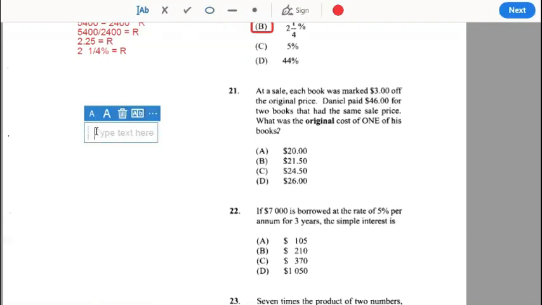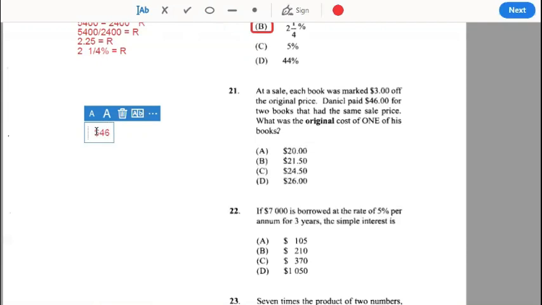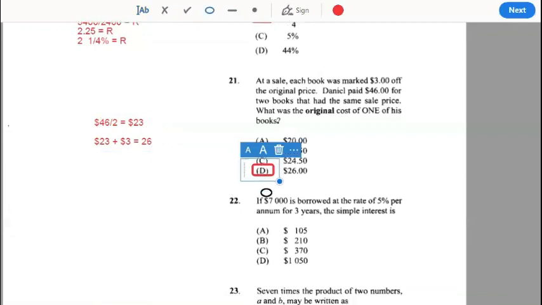If he paid $46 for 2 books, what's the cost for one book? It would be $46 divided by 2 to get $23. And remember that each book had a $3 discount given. To get the original price, it will be $23 plus the discounted $3 that each book received, to get $26, and that is our answer.